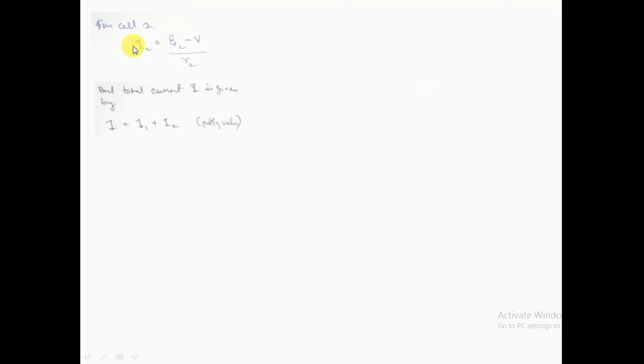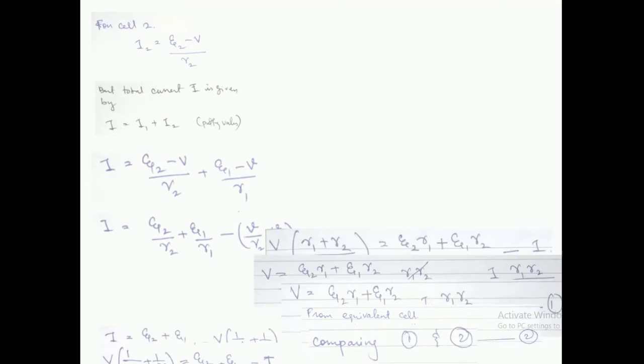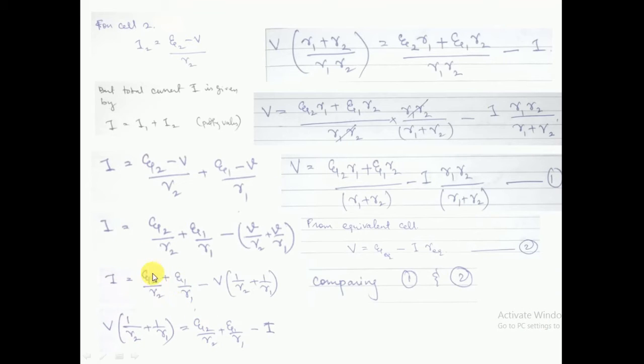Now I'm putting the value of I1, that is E1 minus V by R1, and I2 is E2 minus V by R2. I'm separating R first and taking the EMF one side, and taking V the other side. Taking minus common, V will come out, and taking this V this side, V will be E2 by R2 plus E1 by R1 minus I, since I will go this side, it will become negative.